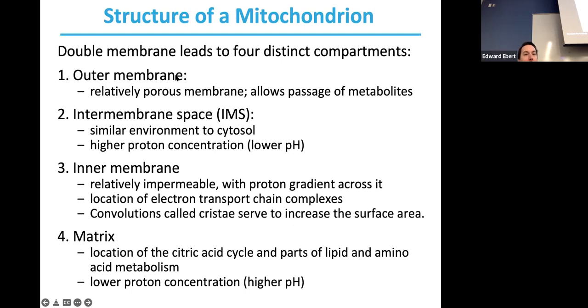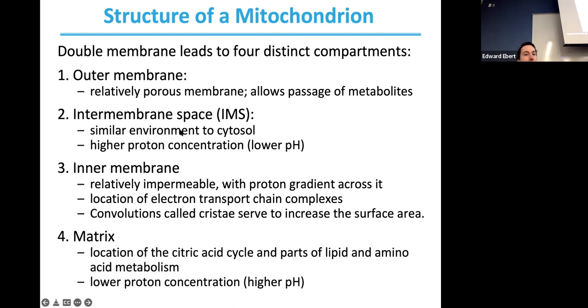We got that double membrane. Okay. So the outer membrane is relatively porous and lets a lot of stuff through. A lot of metabolites. It's easier to get through the mitochondrial outer membrane into the cytosol. The inner membrane space has an environment that's very similar to the cytosol, but it's going to have a very low pH because you're pumping all these protons in there. So it's got a higher proton concentration, H plus. You're going to have a lower pH. It's going to be very acidic in the inner membrane space.